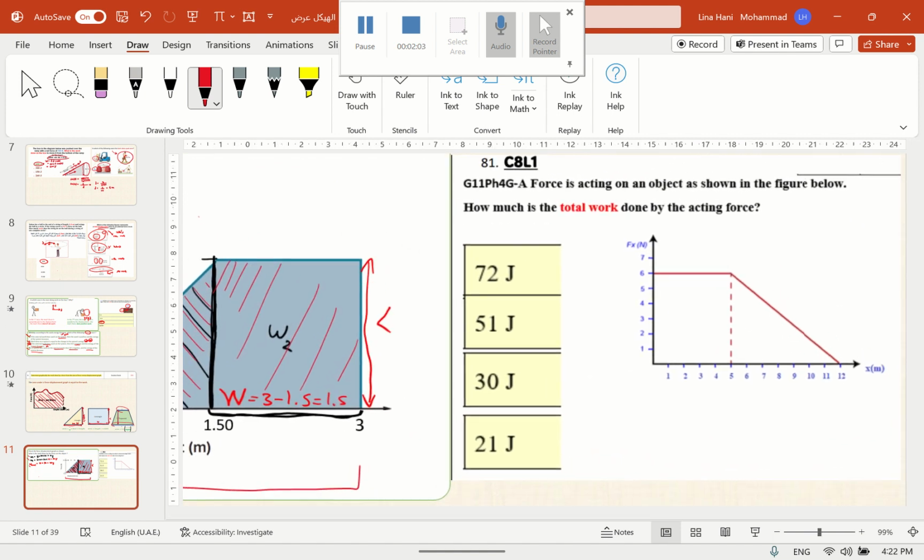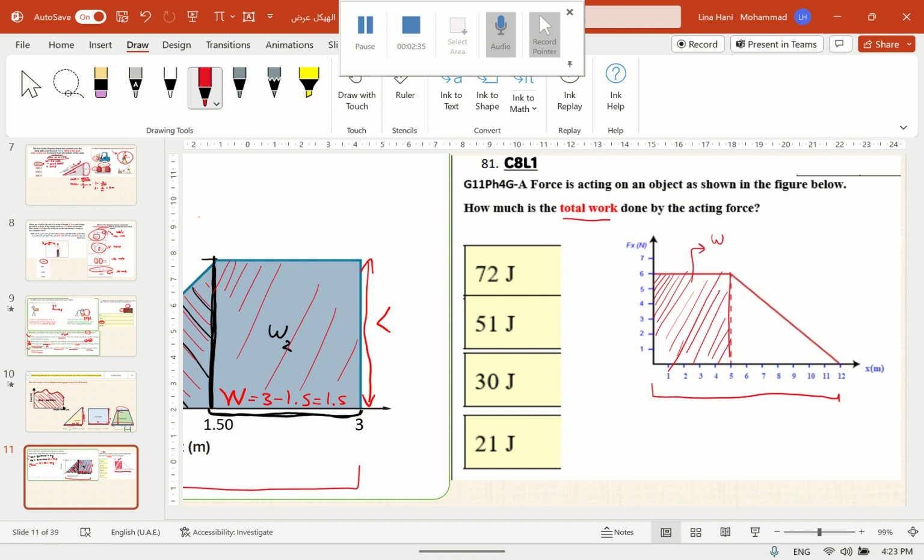That's another question, similar idea. It says the force acting on the object is shown. How much is the total work done by the acting force? The total work means that you find the total area under the graph. So here we have two shapes under the line, under the curve. That is, the area enclosed between the line and the x-axis. So here we have a rectangle and a triangle.